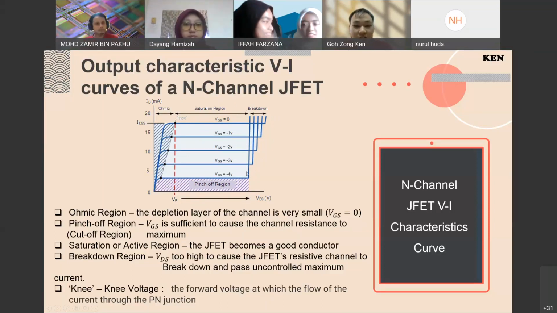In the graph, you can see the knee, also known as the knee voltage. It is the forward voltage at which current flows through the PN junction, and also the boundary between the ohmic and active regions. So how does the P-channel characteristic curve look?